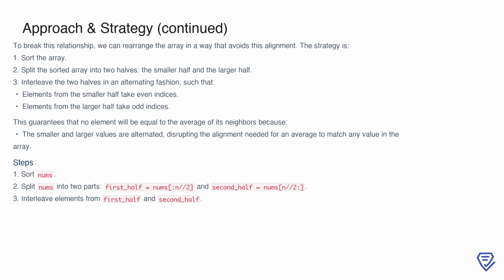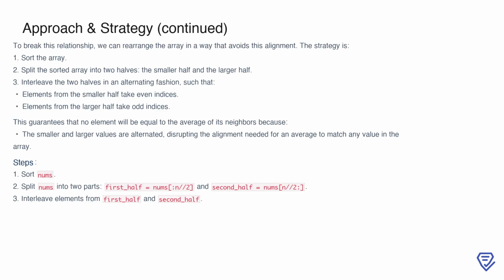The key observation here is that in a sorted array, adjacent elements are more likely to produce averages that match other values in the array, which violates the condition we need. To break this relationship, we can rearrange the array in a specific way. First, we sort the array.